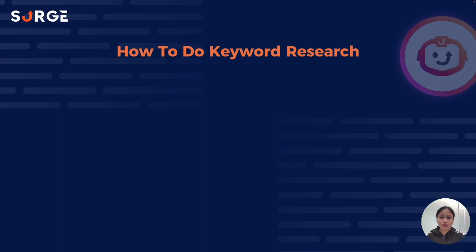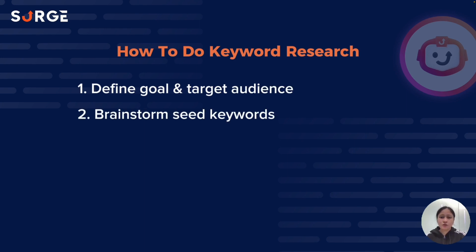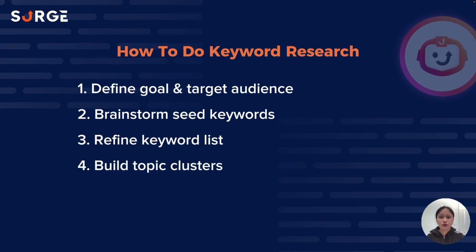Now that we've got the basics out of the way, let's dive into how to do keyword research in 5 steps. First is defining your goal and target audience. Second is brainstorming key keywords through competitor analysis and Google Search Console. Third is refining your keyword list for search intent, opportunity score, and business potential. Fourth is building topic clusters for topical authority. And fifth is doing keyword mapping. So let's go over each of these 5 steps.